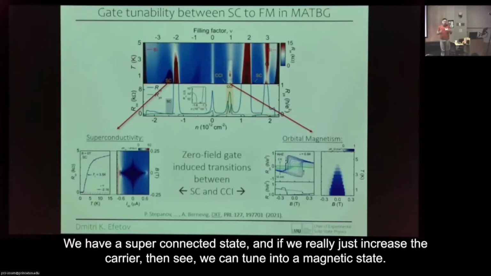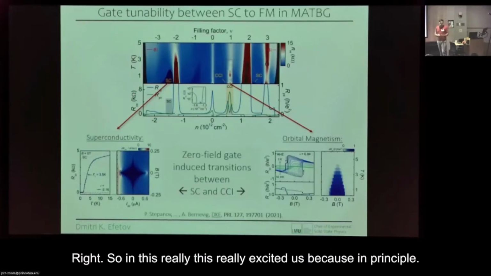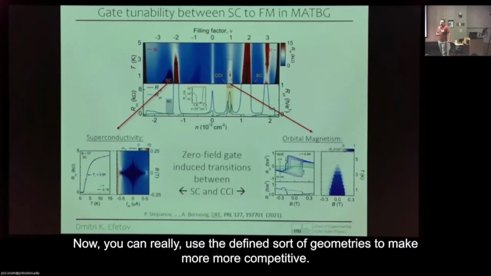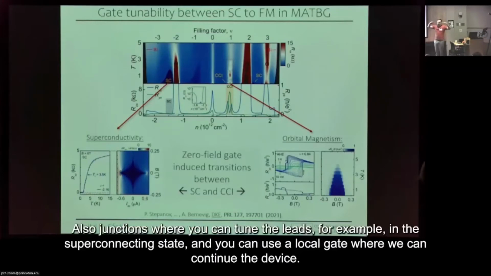This really excited us, because in principle now you can use gate-defined geometries to make more complicated Josephson junctions, where you can tune the leads, for example, in the superconducting state, and you can use a local gate where we can tune the device, for example, to a magnetic state.